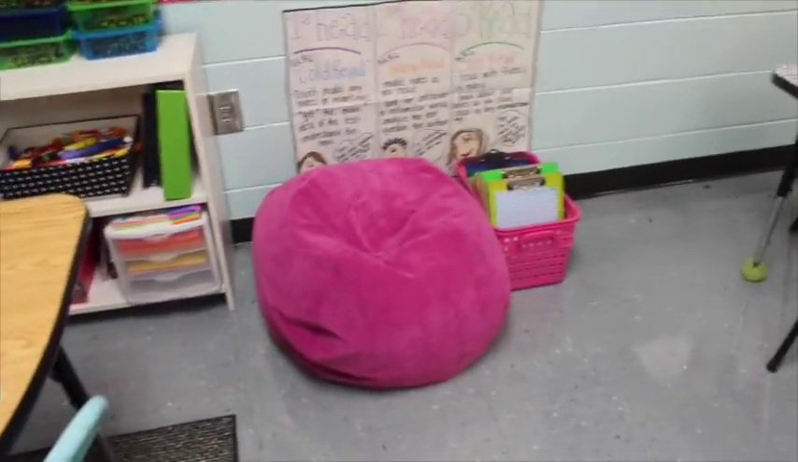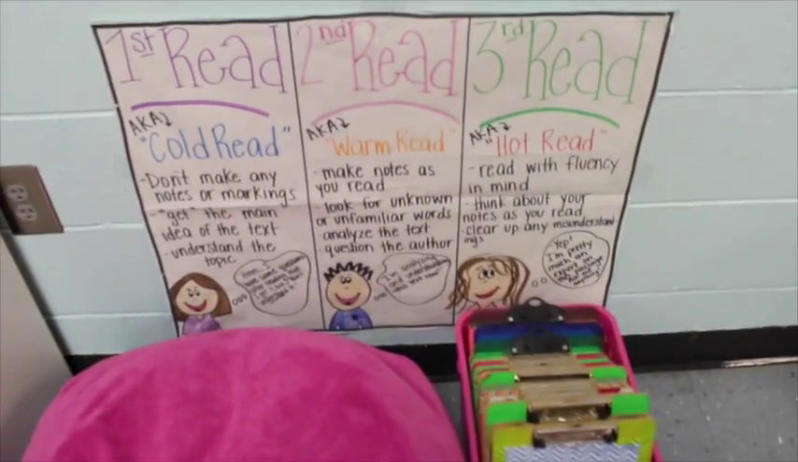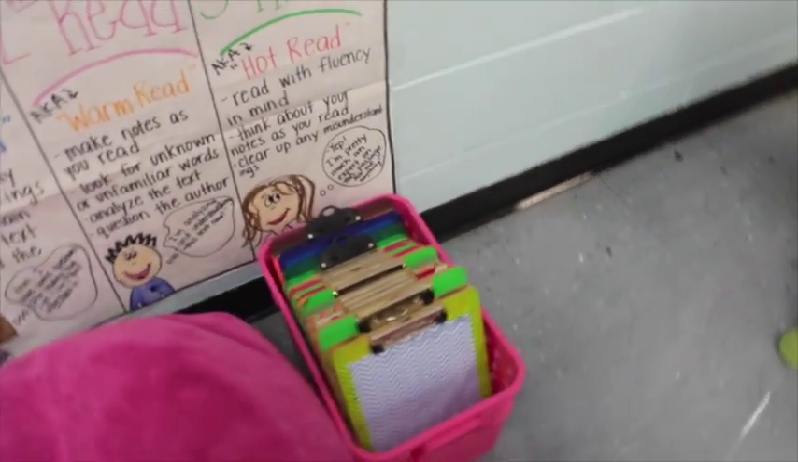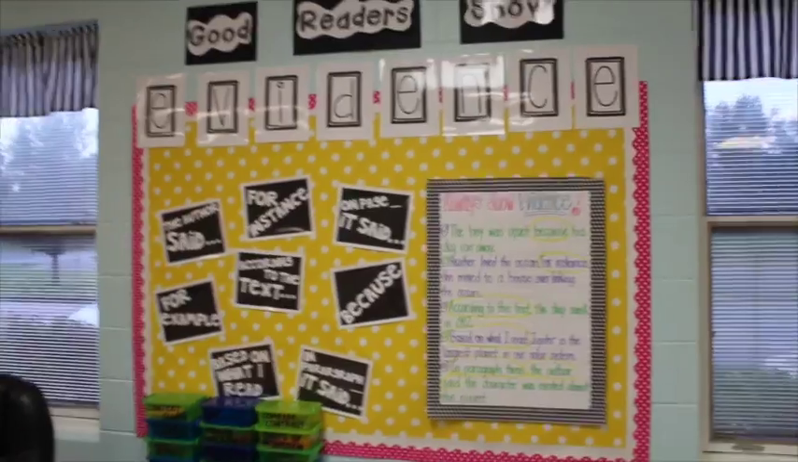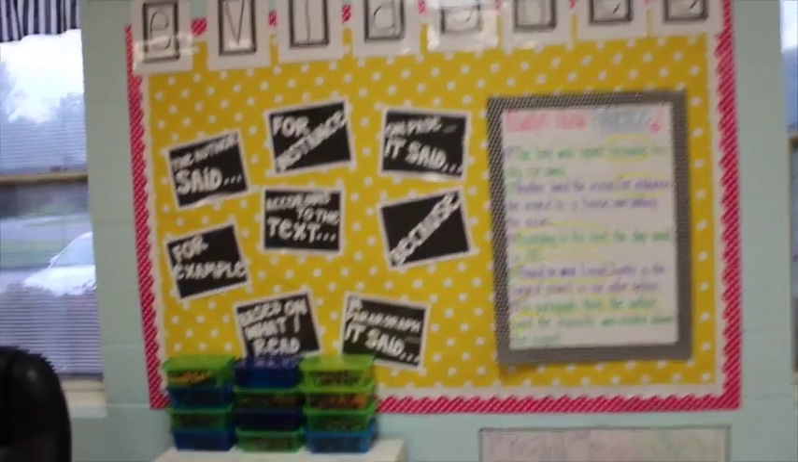Then we have a bean bag, another option for comfy reading. We have our close reading anchor chart that we use when we go into close reading. I've got the clipboards. Those are the old clipboards. I have redone them this year, but I haven't brought the new ones. Then we've got our evidence board, the most important board that the kids refer to all throughout the year.